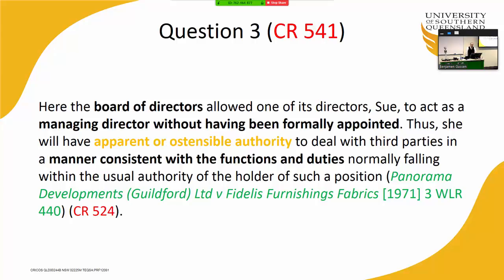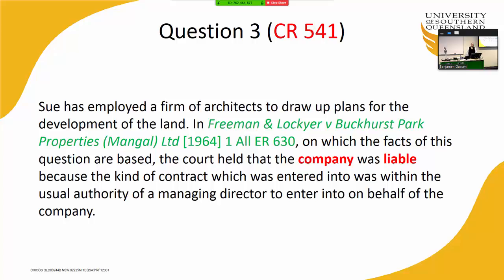Thus, she will have apparent or ostensible authority to deal with third parties in a manner consistent with the functions and duties normally falling within the usual authority of the holder of such a position. Okay. So she employed a firm of architects to draw up plans for the development of the land.